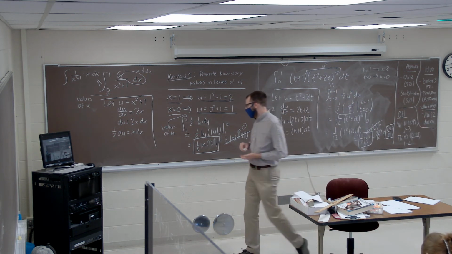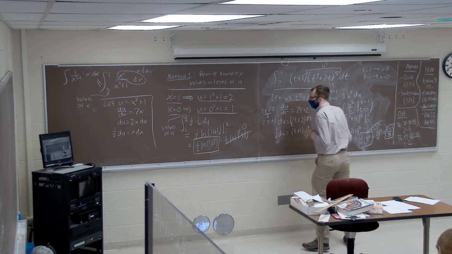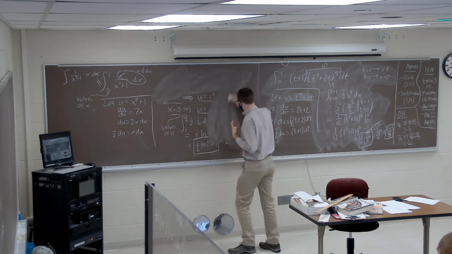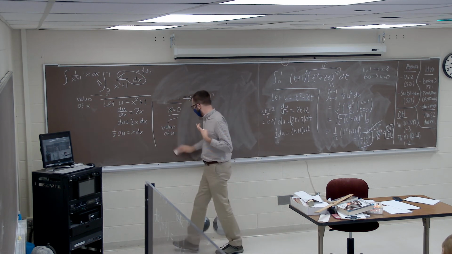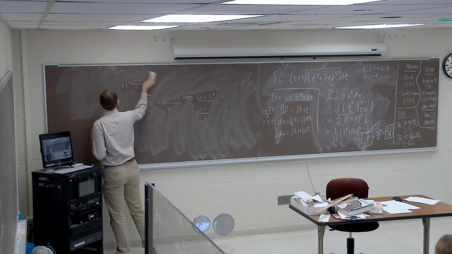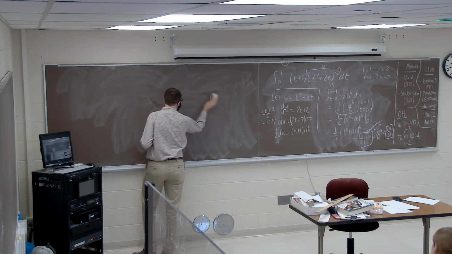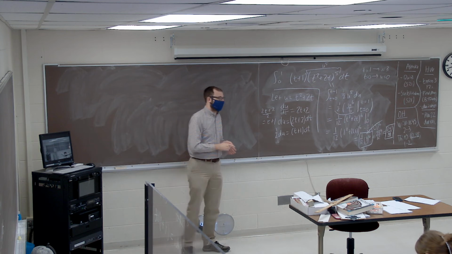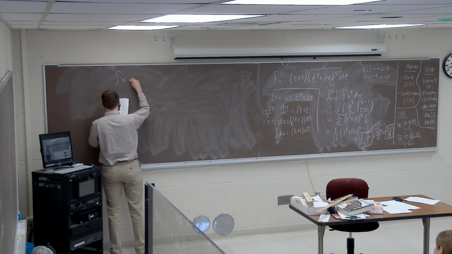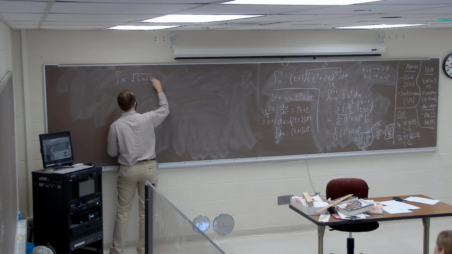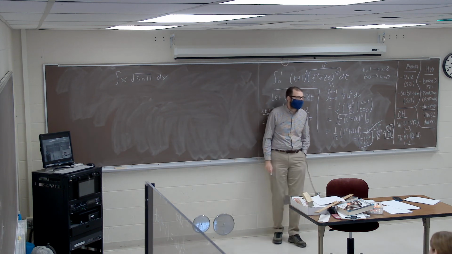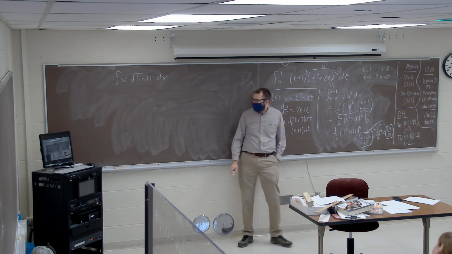And I want to look at this integral here at the top, where something fun is going to happen. This time we're just going to do another indefinite integral, so no need to worry about method 1 or method 2. I want to evaluate the integral of x times square root of 5x plus 1. It's going to be another u sub.